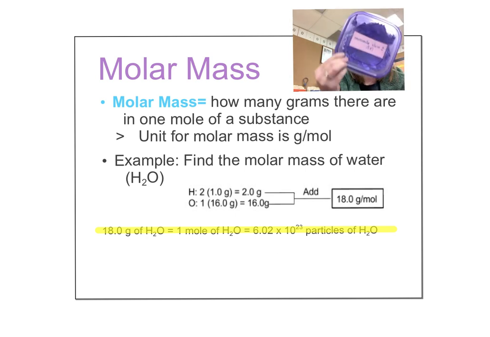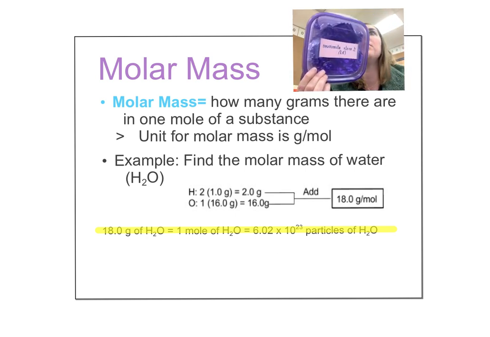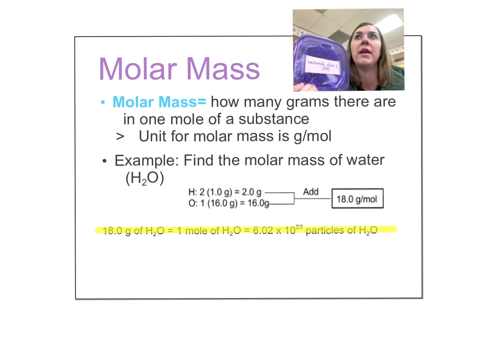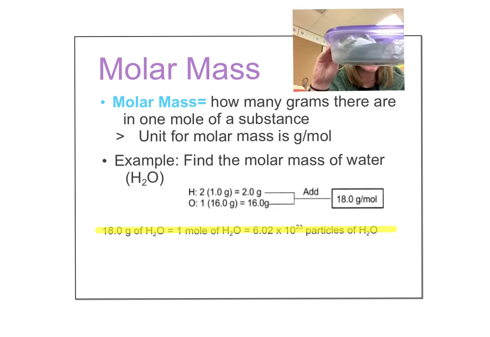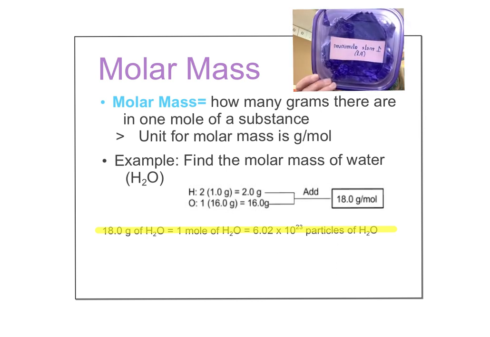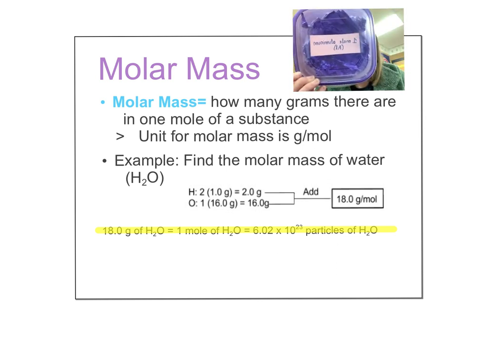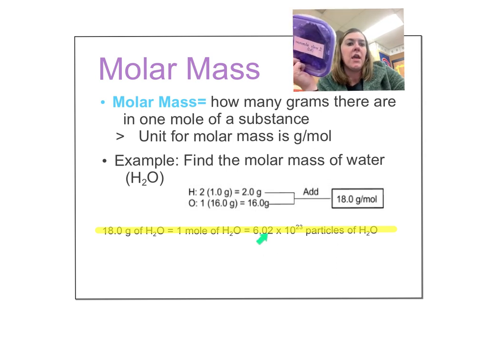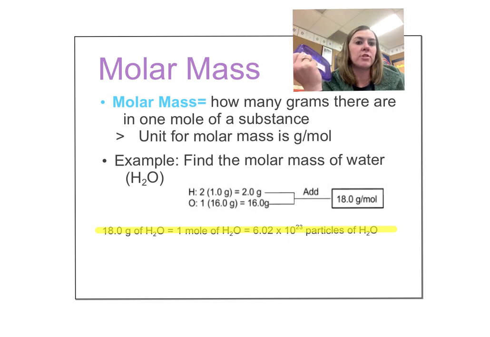We can do it for elements too, like aluminum. 1 mole of aluminum, if I look at Al in the periodic table, it has a molar mass of 26.98 grams. This is 26.98 grams of aluminum. How do I know? Because it says it's 1 mole of aluminum, so it has to be the molar mass. How many particles of aluminum are in here? Well, we know if it's exactly 1 mole, it should be 6.02 times 10 to the 23rd particles.